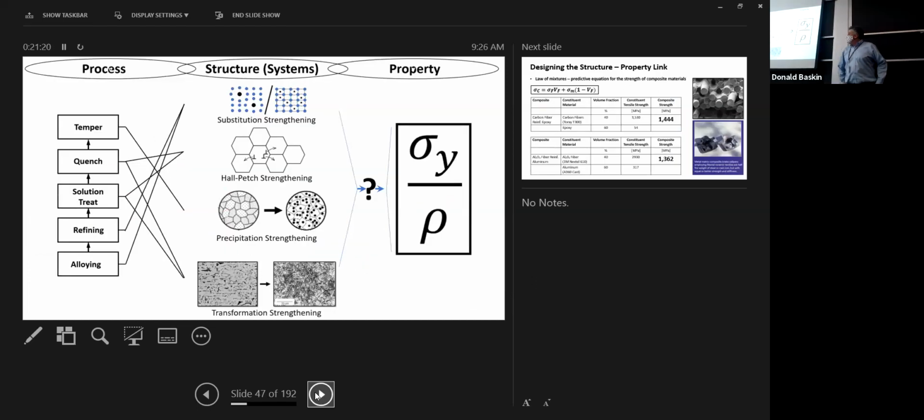Okay, so we just discussed the processing to structure link in designing materials. This isn't something that just naturally flows easily, where you do steps A, B, C, D, and everything comes out great. You can't just throw this in the computer yet and have it figure this stuff out. There are all these different little things out there.